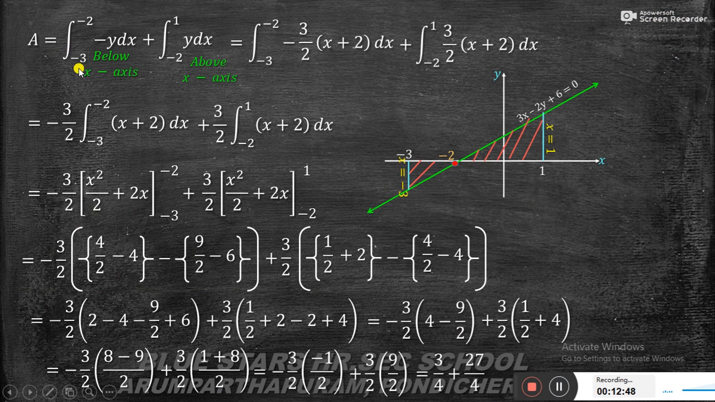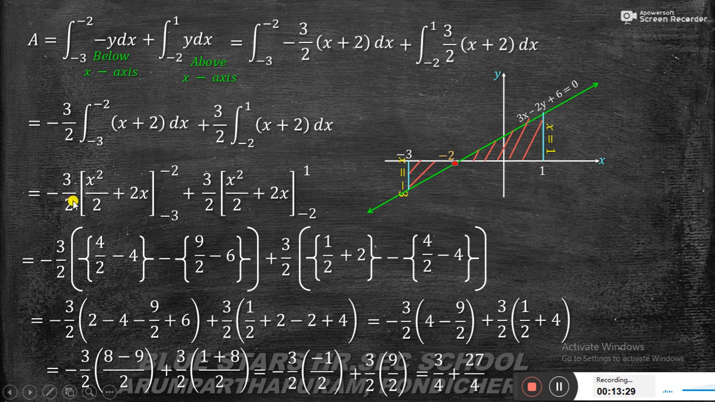Therefore, area equals integral from minus 3 to minus 2 of minus y dx, plus integral from minus 2 to 1 of y dx. The y function is 3 by 2 into (x plus 2). From minus 3 to minus 2 the curve is below the x-axis, so we take minus 3 by 2 (x plus 2) dx, plus, above the x-axis, from minus 2 to 1, 3 by 2 (x plus 2) dx. Taking constants outside, minus 3 by 2 into integral from minus 3 to minus 2 of (x plus 2) dx, plus 3 by 2 into integral from minus 2 to 1 of (x plus 2) dx.